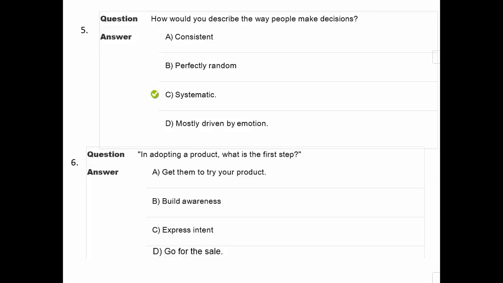Another question directly from the lecture is, in adopting a product, what is the first step? And that's get them to try it, build awareness, express intent, or go for the sale. And so the first step in the funnel is to get awareness, to let them know that my product actually exists. And so the answer is B.